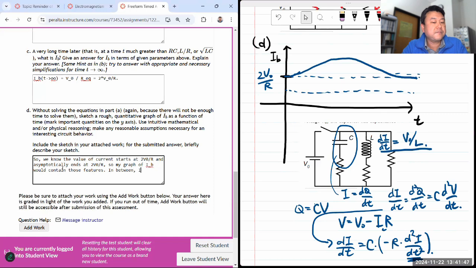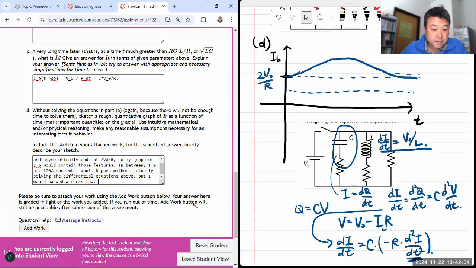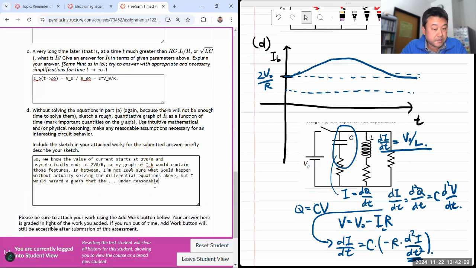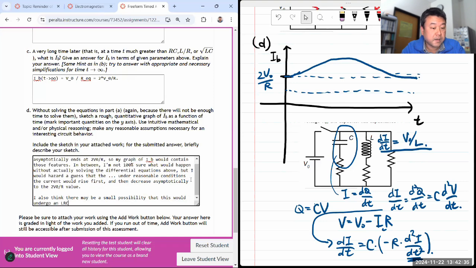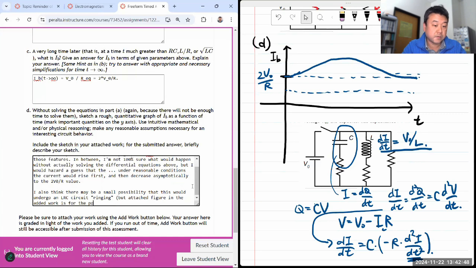In between, I'm not 100% sure what would happen without actually solving the differential equations above, but I would hazard a guess that under reasonable conditions the current would rise first and then decrease asymptotically to the V naught over R value. I also think there may be a small possibility that this would undergo an LRC circuit ringing, which you will see in next week's lab. But the figure I attach in the added work is for the possibility above.